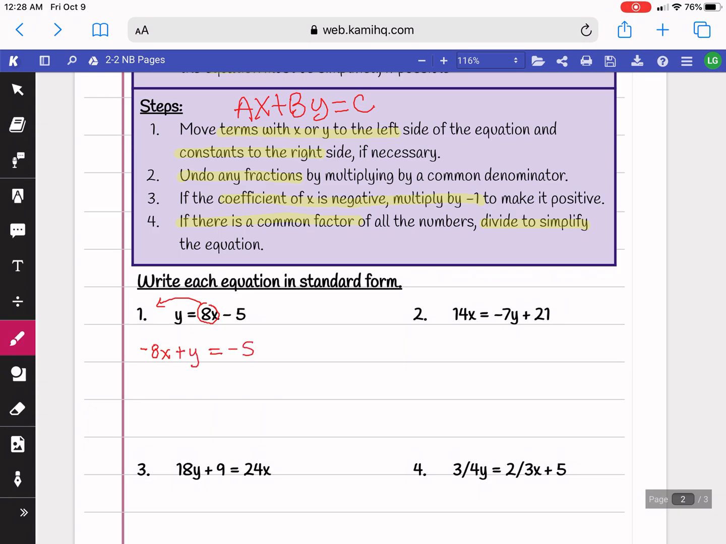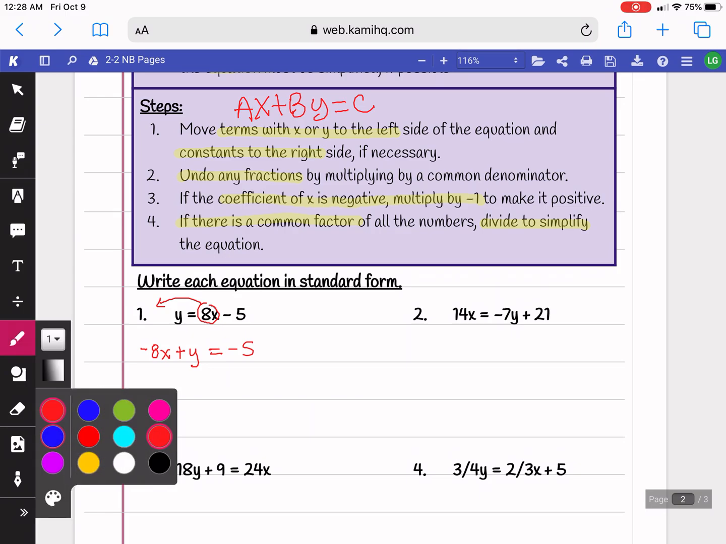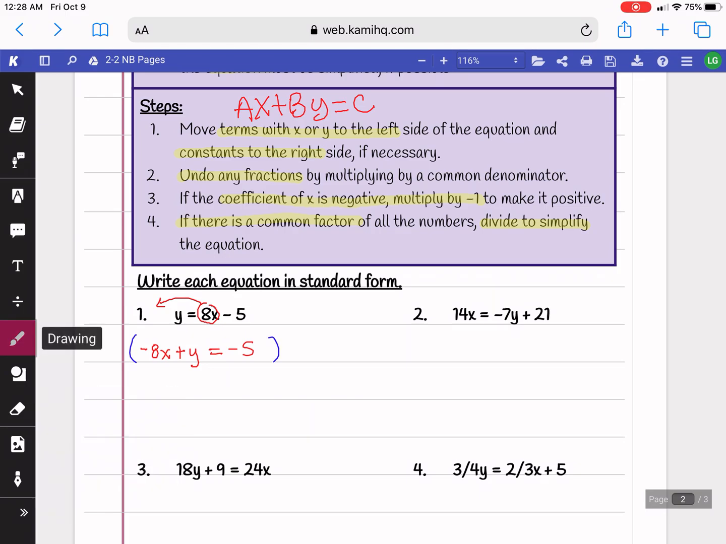So all I did was I moved my x over. That's my step 1. This one doesn't have fractions, so we don't have to worry about step 2. Step 3 says if the coefficient of x is negative, multiply by -1 to make it positive. So we want x to be a positive number. So I'm going to multiply everything by -1 in my equation. And all that does is change the signs. Because -1 times -8 is +8. -1 times y is -y. And -1 times -5 is +5.